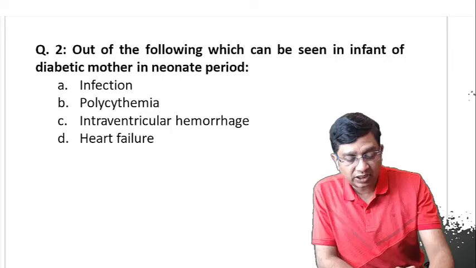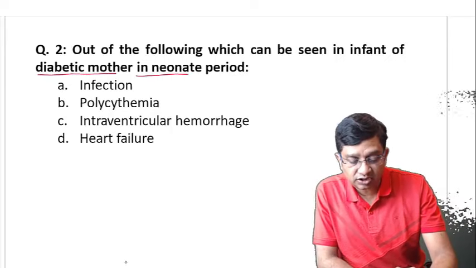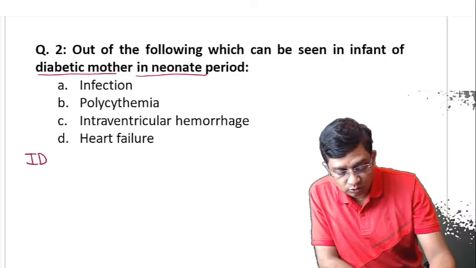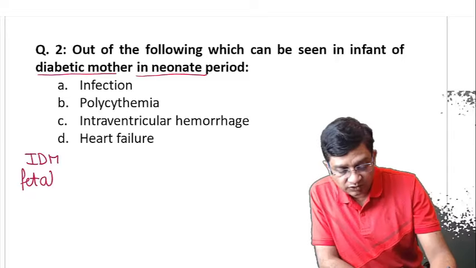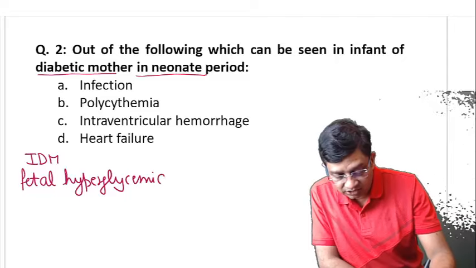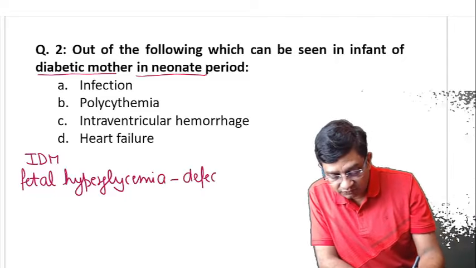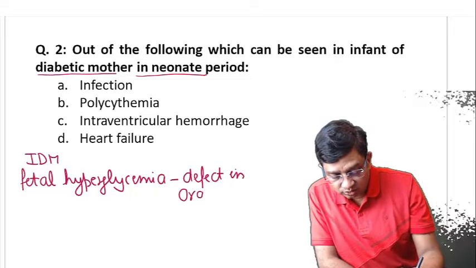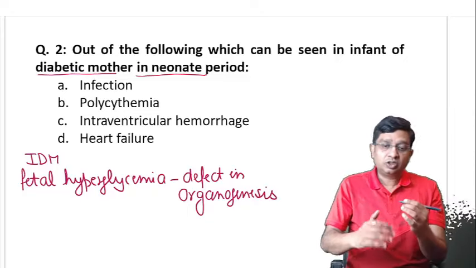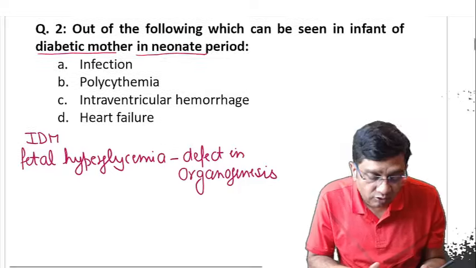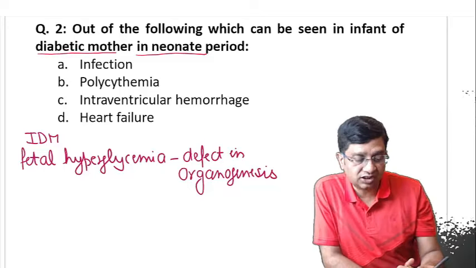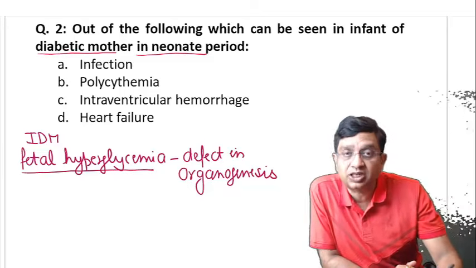Out of the following, which can be seen in the infant of diabetic mother in the neonatal period? Now in the infant of diabetic mother, there are 2 problems which take place. One is fetal hyperglycemia. This fetal hyperglycemia mainly causes defects in organogenesis. So the anomalies you can get are, for example, ventricular septal defect, transposition of great arteries, and sacral agenesis. All of them are due to fetal hyperglycemia.